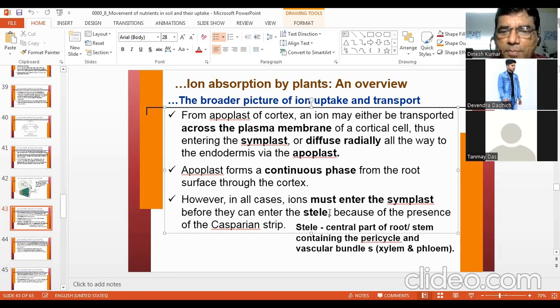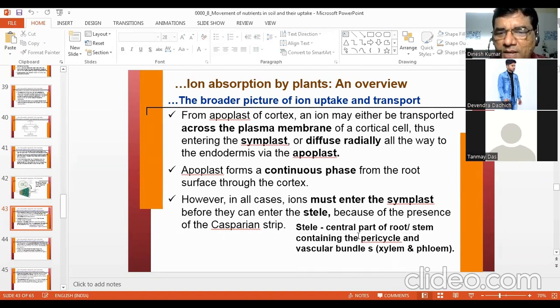However, in all cases, ions must enter the symplast before they can enter the stele. The stele is your central part where xylem is, or you can say before they can enter the xylem, because of the presence of the Casparian strip. This Casparian strip stops the apoplastic movement. Now both routes merge into one, that is symplast. And what is the stele? The stele is the central part of the root or stem system containing the pericycle and vascular bundles, xylem and phloem.